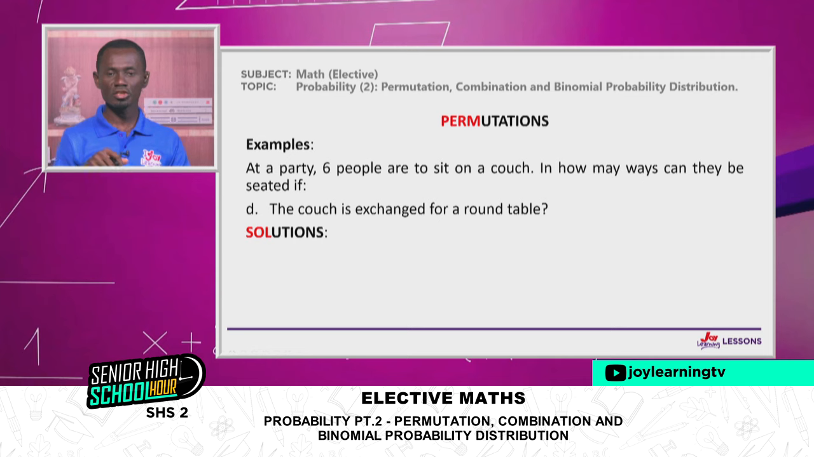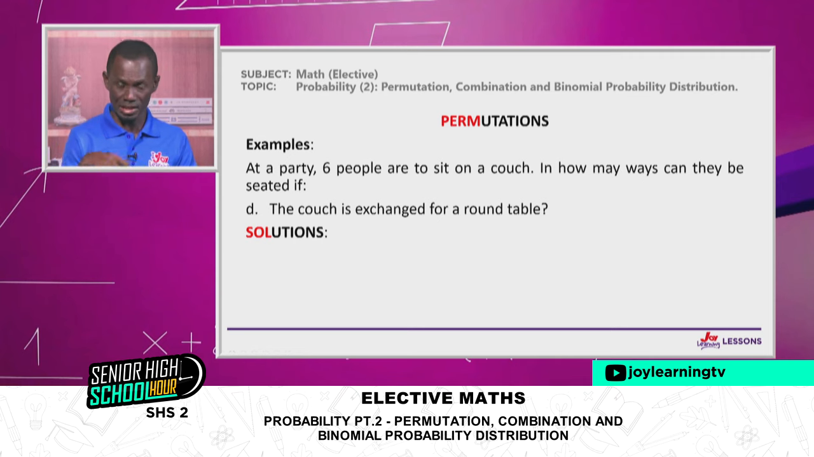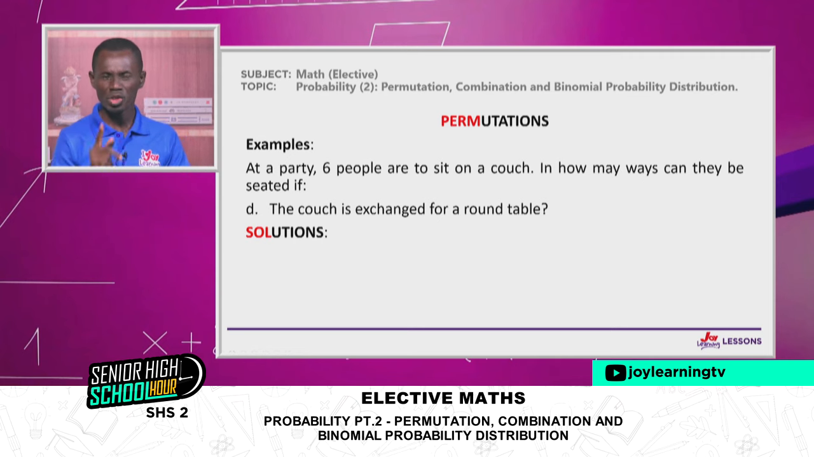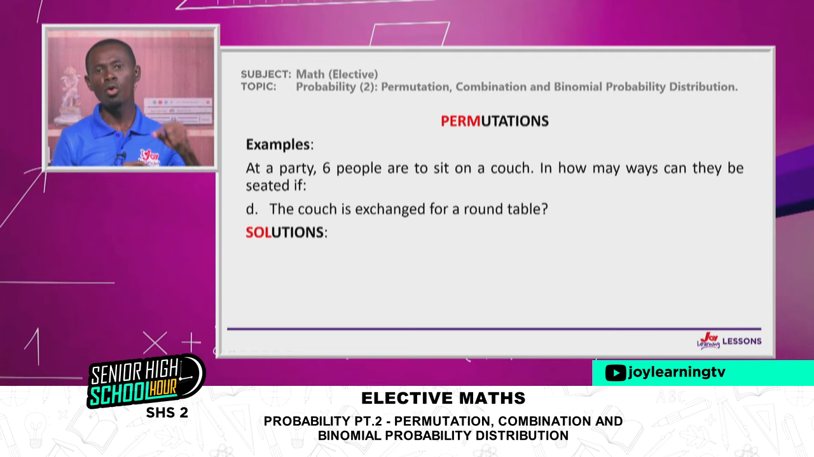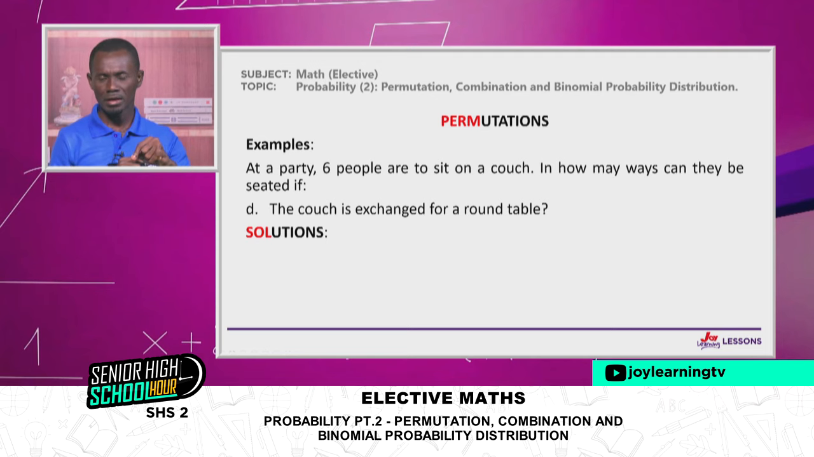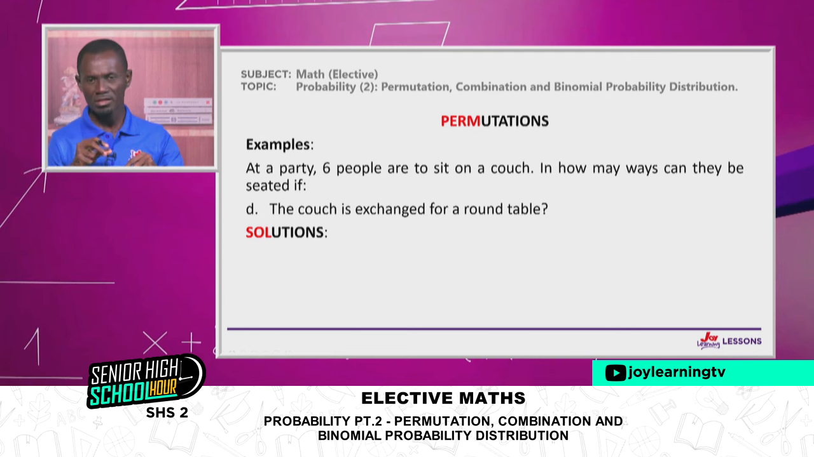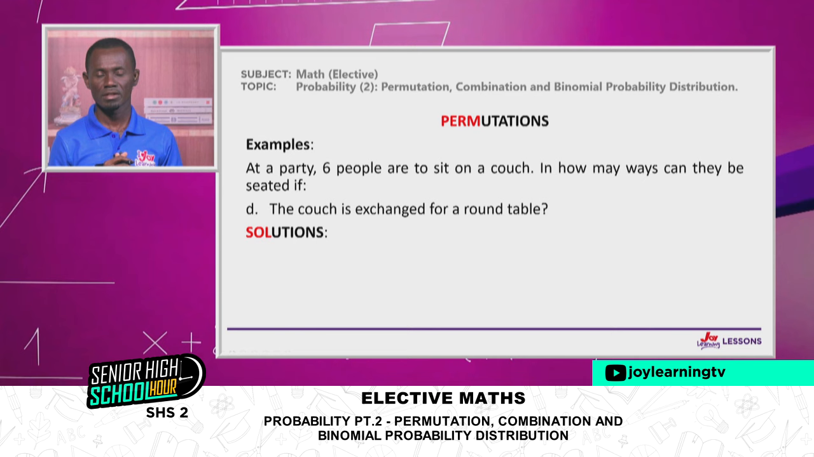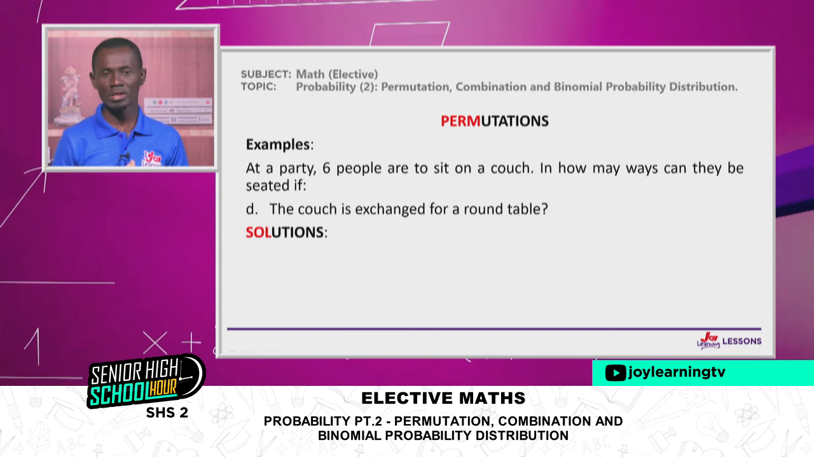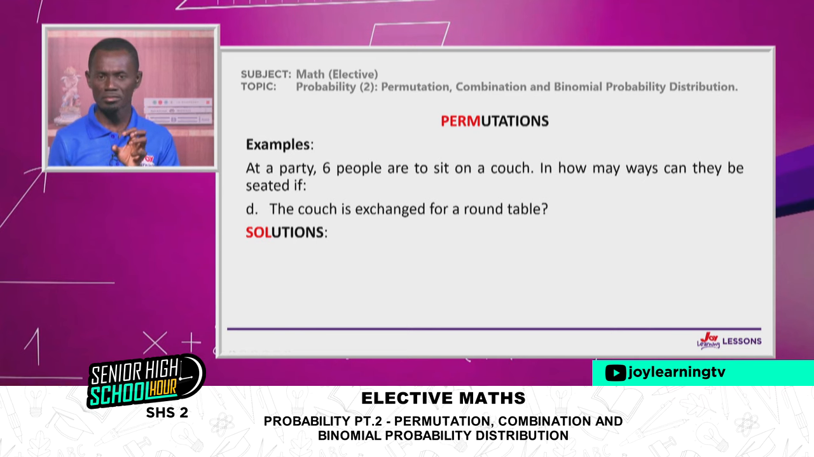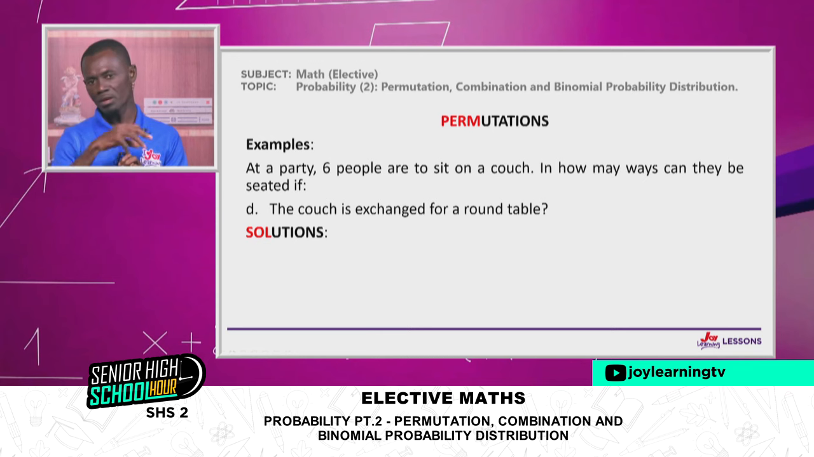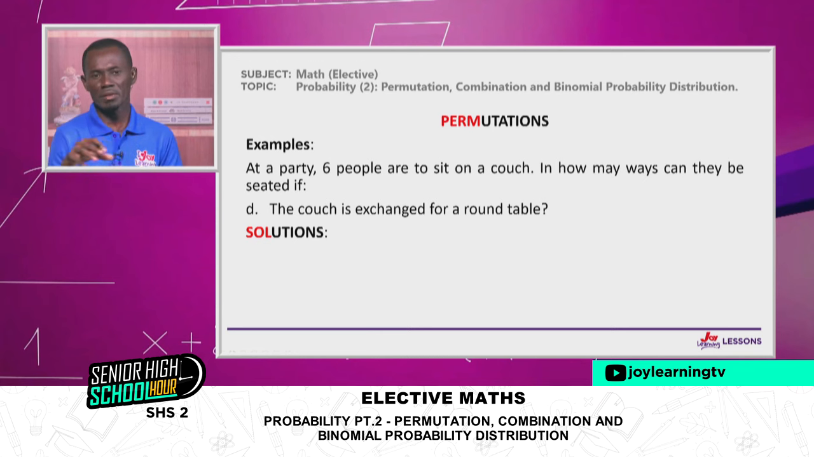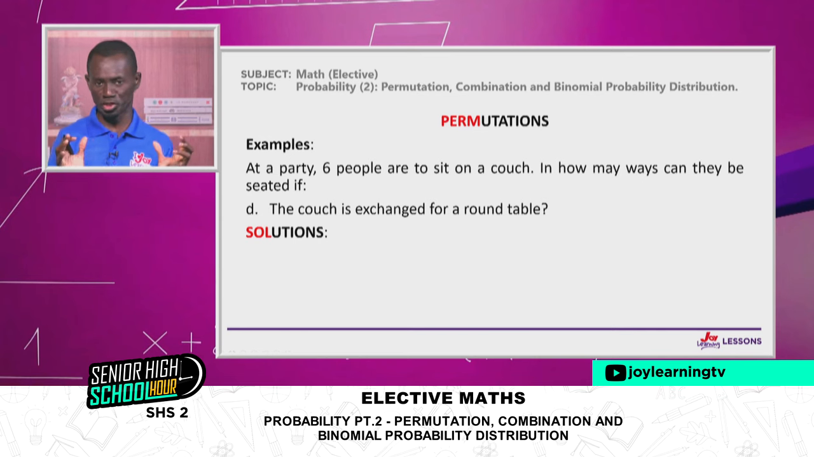So when you're arranging things or people in a circular form, the only way for them to look different is to hold one and make it fixed, whereas the others can be moved. When you do that, then they will truly be different. So the six people sitting around the couch, you must hold one of them still while the rest are moved in different ways. Then you see how many possible ways they can be rearranged.